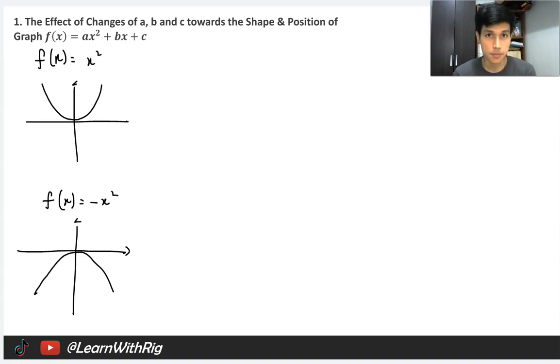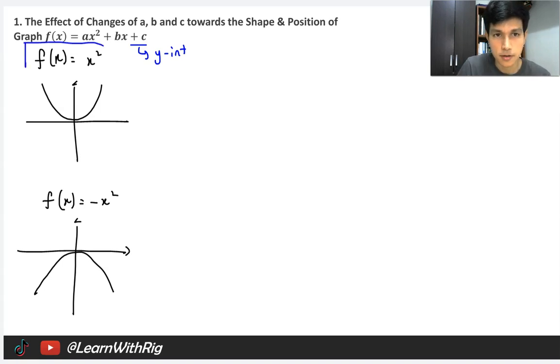Okay, now how does the c value affect it? So again, let us recap. Okay, a tells you the steepness, whether it's going to be narrower or wider. The b value tells you whether you should move towards the right-hand side of the y-axis or the left-hand side. The c value tells you whether you're moving up or down on the y-axis. Now the c value is very easy. Why? Because we all know that the c value represents the y-intercept, correct? So let me give you an example.